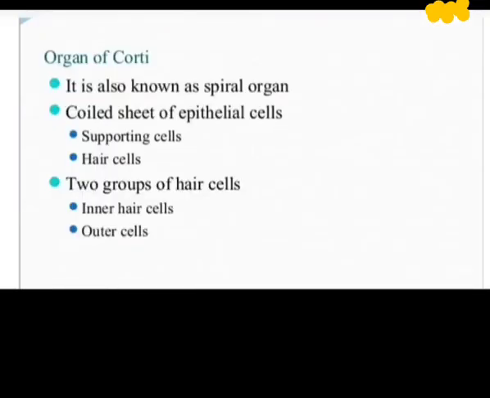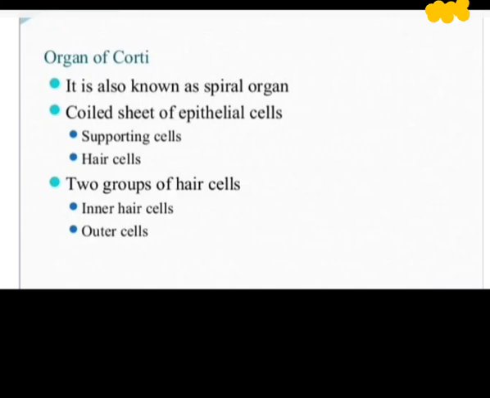And next is the organ of Corti. It is also known as the spiral organ, and it is a coiled sheath of epithelial cells, which consists of supporting cells and hair cells. The hair cells have two groups: first is the inner hair cell and second is the outer hair cell.